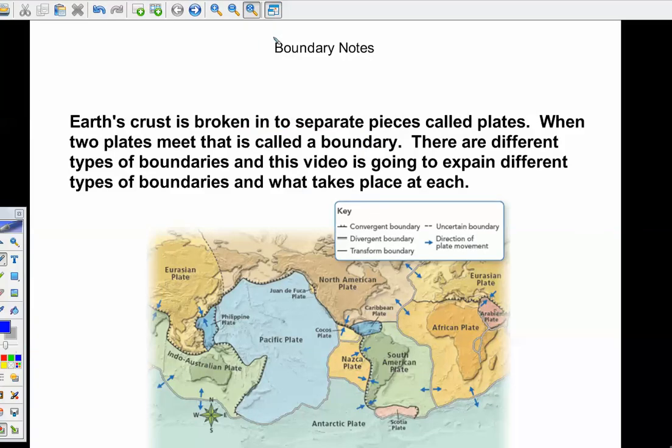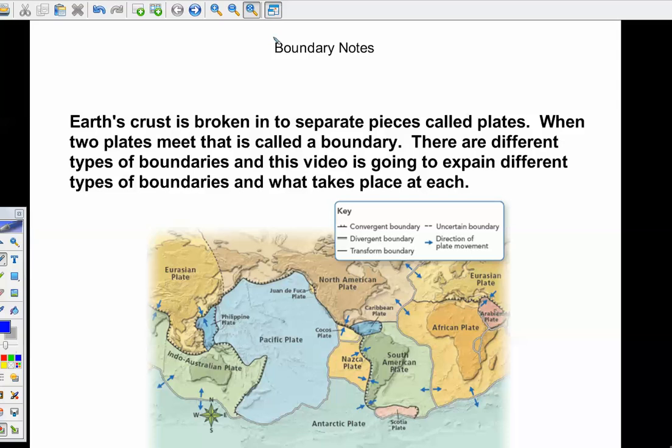Hi, this video is going to talk to you about different types of boundaries and what will take place at each type of boundary. So we already know that the Earth's crust is broken into separate pieces, and we call those pieces the tectonic plates. The map below is a picture showing you the different plates that make up our crust. When two plates meet, the edge of where two plates meet is called a boundary.